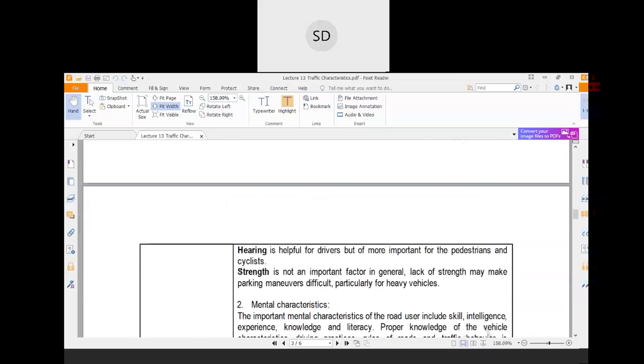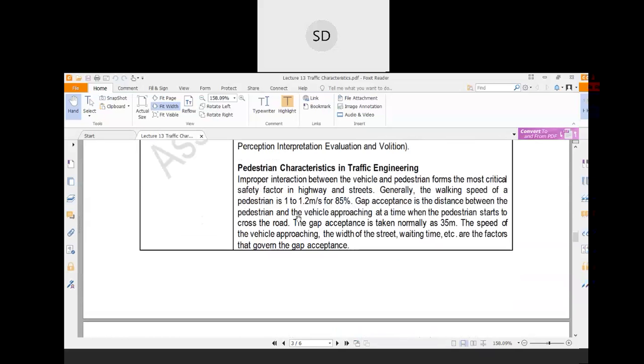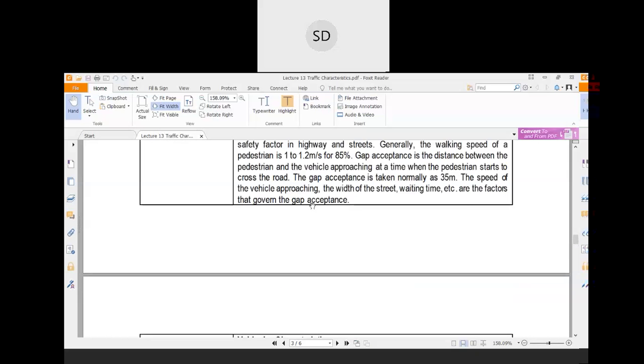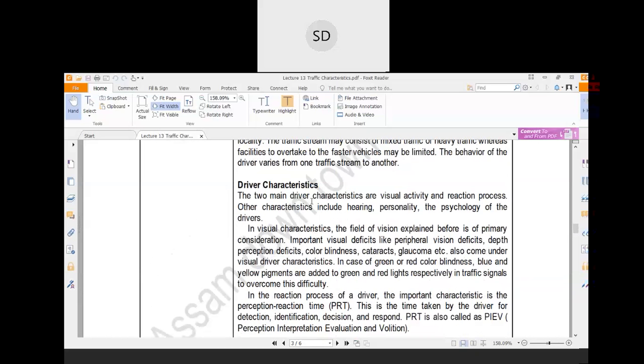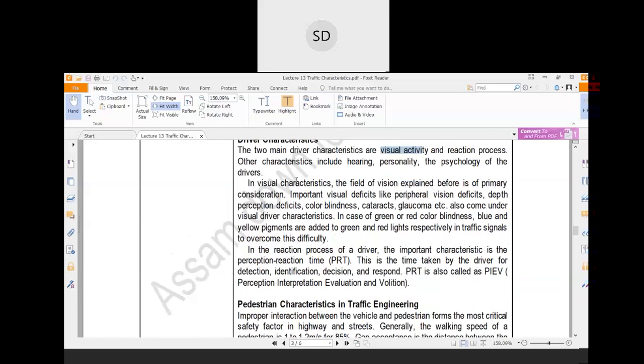Now another thing in the road users is driver characteristics. Similarly for the driver characteristics, two main important things are visual activity and the reaction process. And these other things are similar to the SPI theory that we have already discussed in our second chapter maybe.